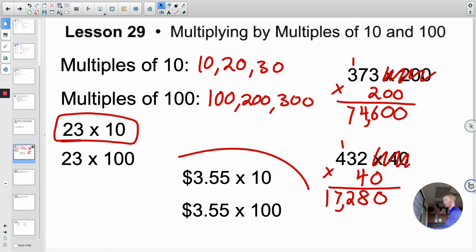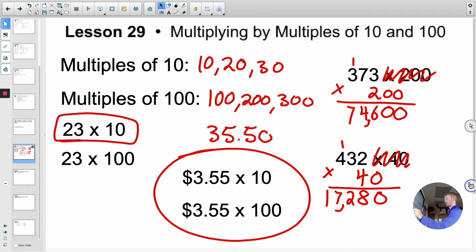Now with money, it's a little bit different. You're just going to move the decimal spot one place to the right for every 0 you have. So if I have $3.55 times 10, it would give me $35.50. There's my answer. I just moved this spot over one spot. Or times 100, I move it over 2 spots to the right because I have 2 zeros. So then my answer would be $355. Like that. Okay? And if you have a number out in front here that's like a 3 or a 4 or something that's not a 1, move over that decimal, and then you just multiply by that leading number.